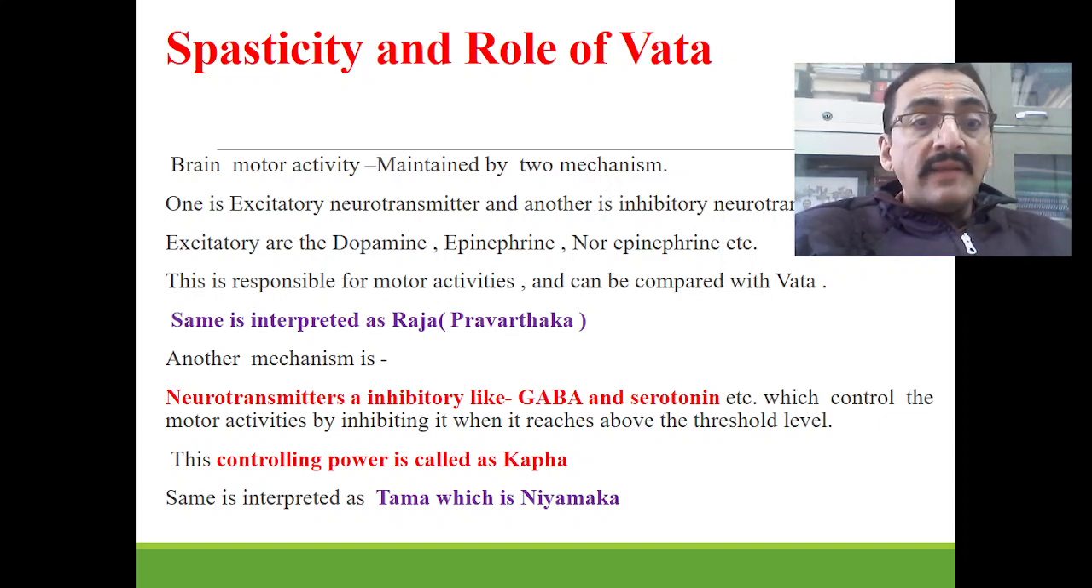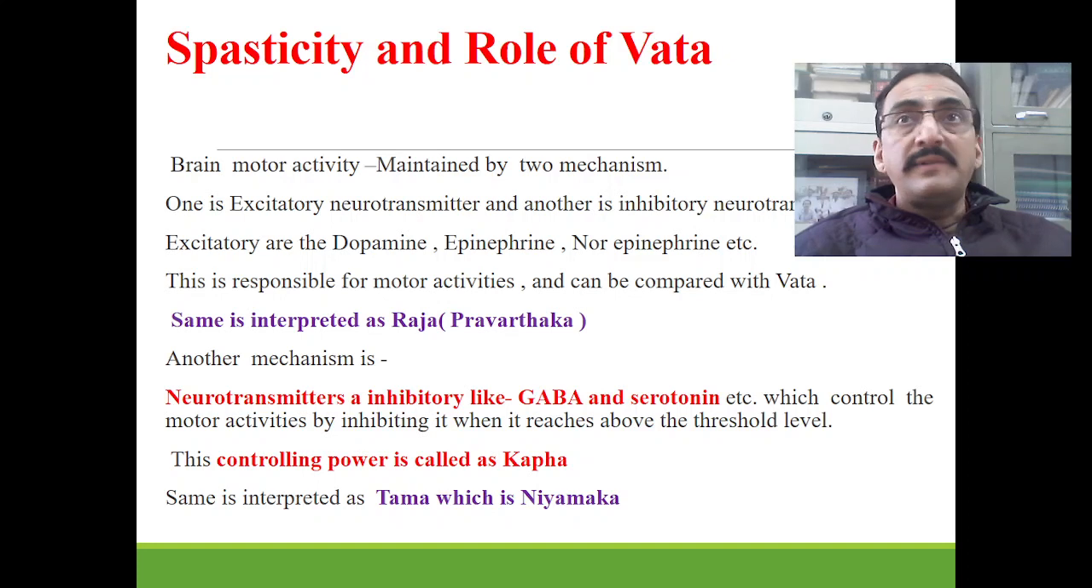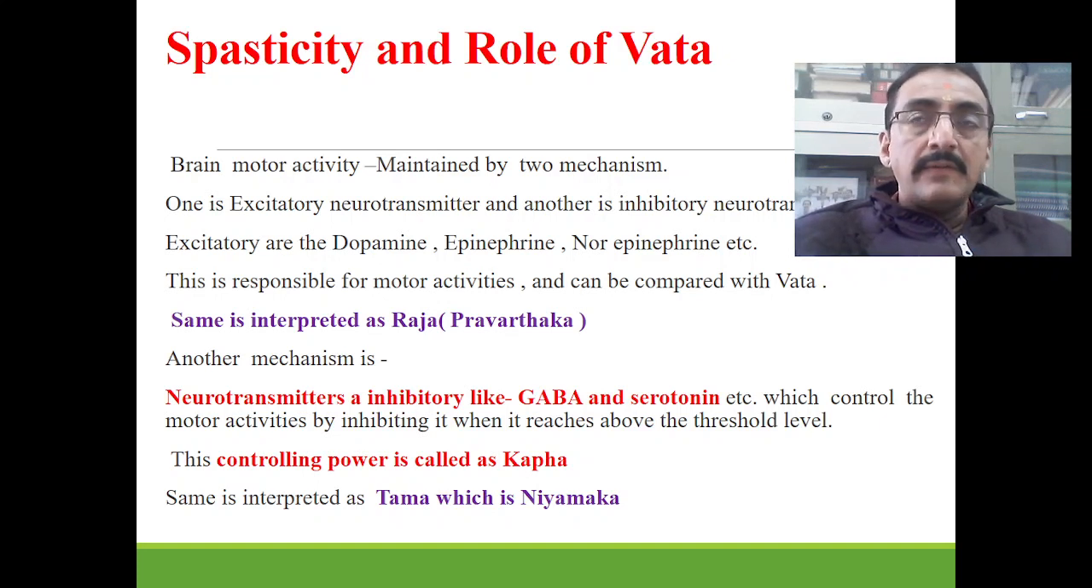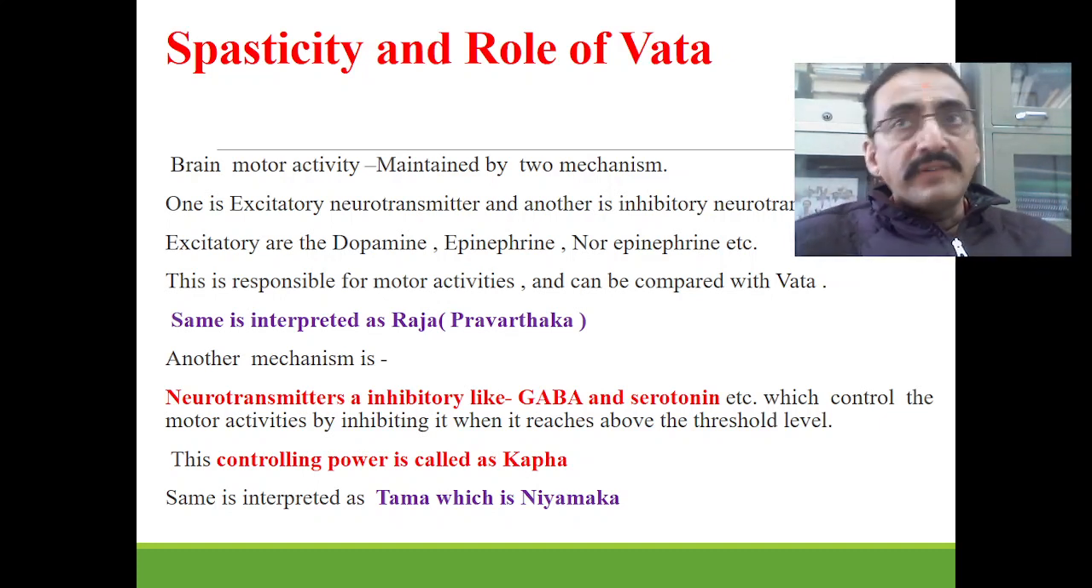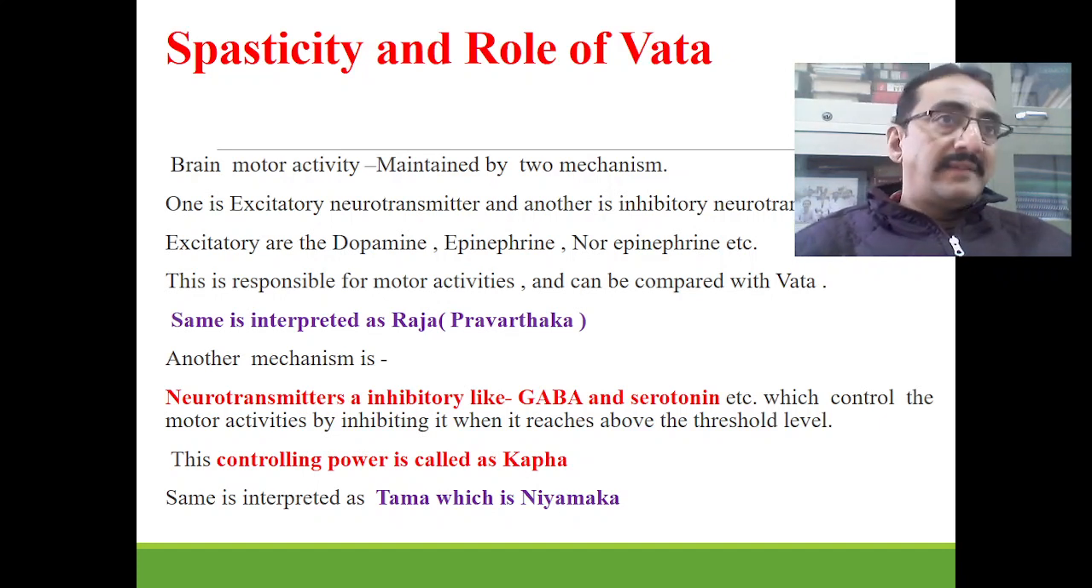Another mechanism is that there are some neuroinhibitory transmitters like GABA, serotonin, etc. What is their function? They control the movements so that it should not be in excess. A motor function is initiated, but it has to be stopped at one point, and this stoppage is done by these neuroinhibitors when they start firing. So basically, the inhibitory neurotransmitters are for controlling purposes, so that the movement should not be in excess.